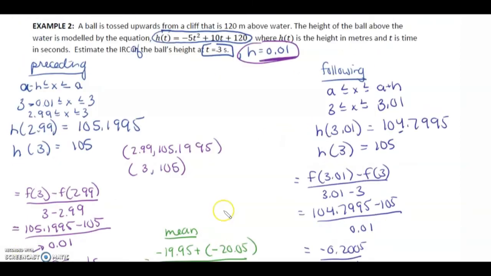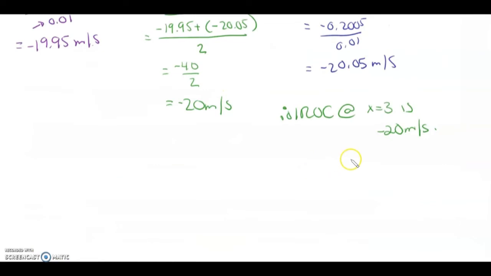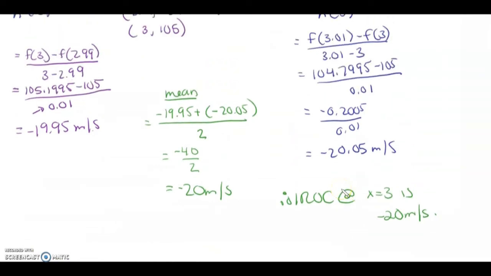Going back up here, it is the instantaneous rate of change of the ball's height. So the instantaneous rate of change of the ball at x equals 3 is negative 20 meters per second. And then that would put the solution into the context of the question.